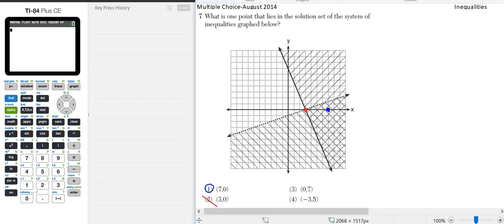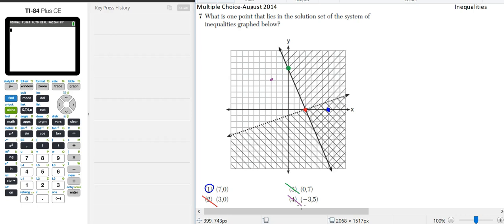The next choice, choice 3, (0, 7), is over here. And we can see that this is obviously not within the solution set of the inequality because it's only in the solution set of one inequality. It's on the solid line, and it's nowhere near the other inequality. So choice 3 is not the correct answer. And let's just look at the last choice. (-3, 5) is over here, and notice that it's not in the solution set for either inequality, and therefore it cannot be the answer to the question. And choice 1 is the correct answer.